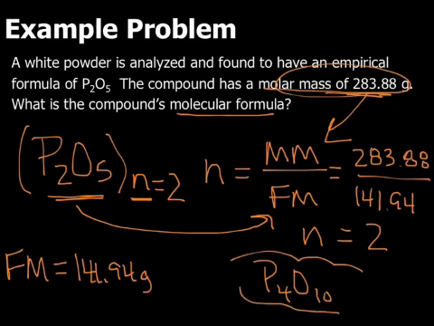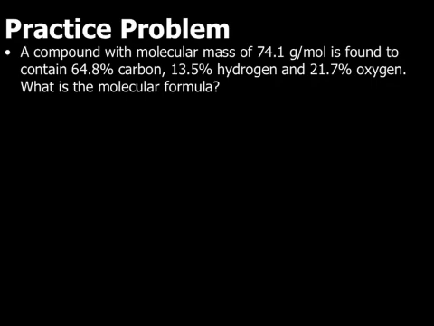That's the easiest version of all of these. The other way you might see these problems is that sometimes you'll have to do the empirical formula first. Here's a practice problem. I would suggest stopping this and working through the empirical formula first, and if you're good with molecular, go ahead and try that, and then come back and check. Our practice problem says we have a compound with a molecular mass, which we could also think of as molar mass, of 74.1 grams per mole, and it has 64.8% carbon, 13.5% hydrogen, 21.7% oxygen.